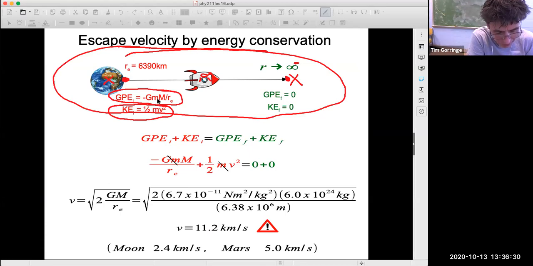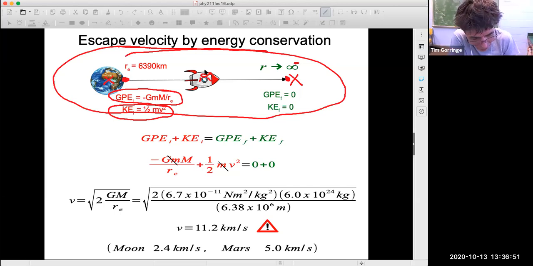And so this is that equation for the initial gravitational potential energy. And it's the gravitational potential energy of the rocket and the Earth system. Big M is the mass of the Earth, little m is the mass of the rocket, and RE, that's the separation between them, which is the radius of the Earth to begin with.